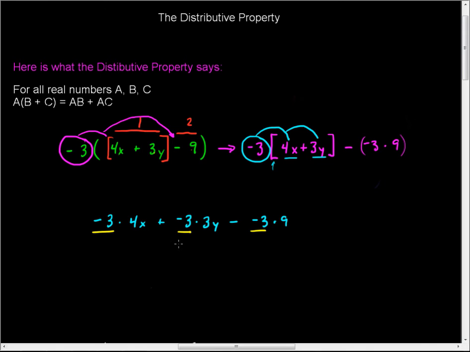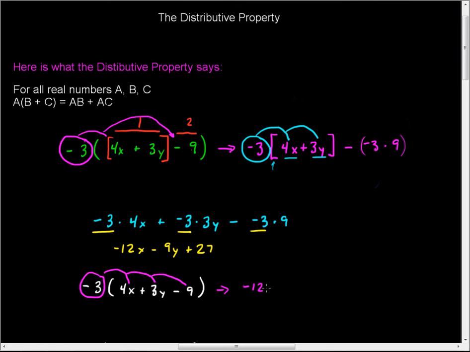So, if I complete this out, I really have negative 12x minus 9y plus 27. And so what we can do from this is take away that negative 3 times the quantity 4x plus 3y minus 9. All I have to do is gather up my negative 3 and distribute it to each of the 3 terms. If you have 4 terms, distribute it to all 4. That gives us negative 12x minus 9y plus 27.